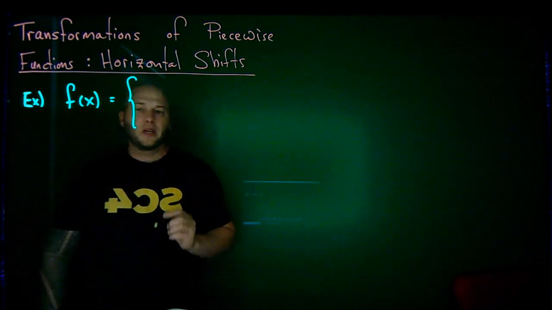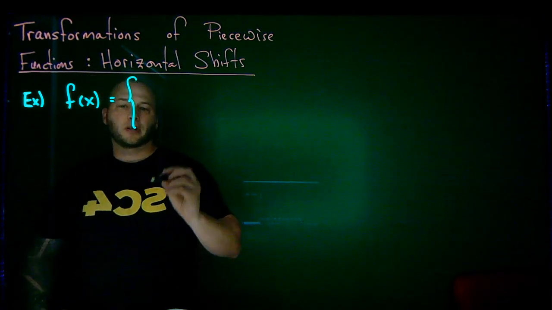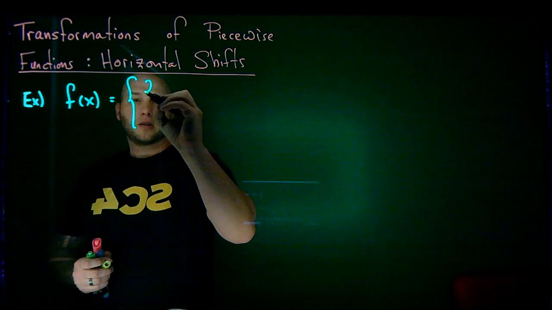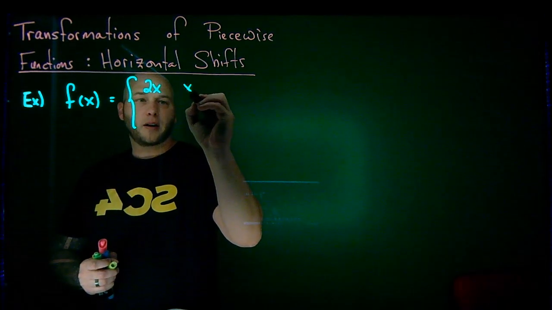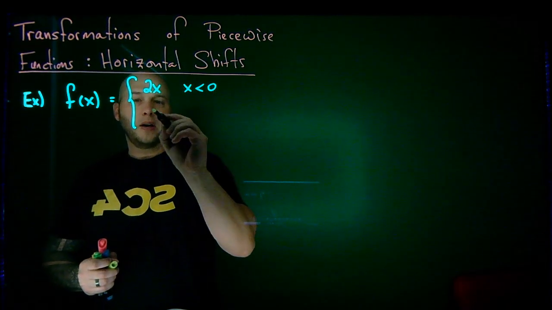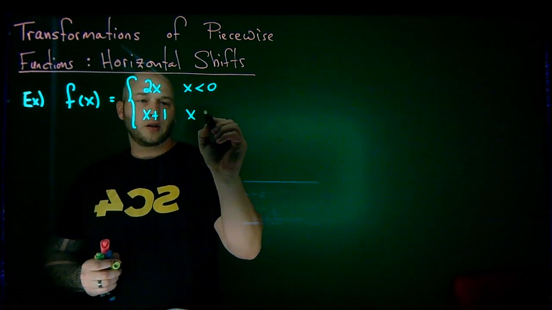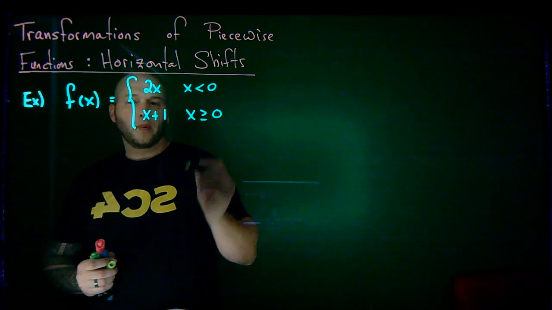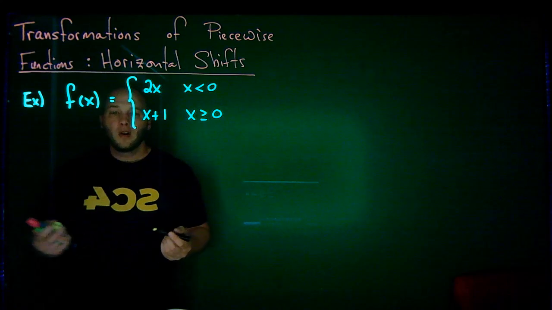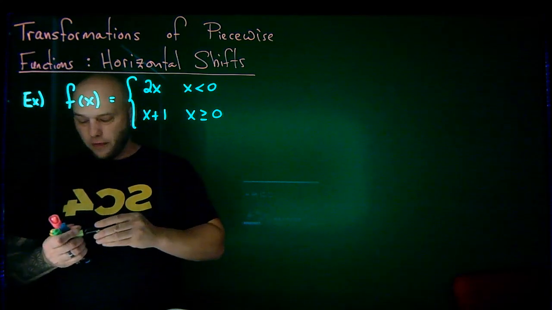Let's take a look at a piecewise function that has two expressions. Let's say I've got 2x if x is less than 0, and I've got x plus 1 if x is greater than or equal to 0. Let's do a couple of things with this. First and foremost, let's sketch the graph of what that would look like.